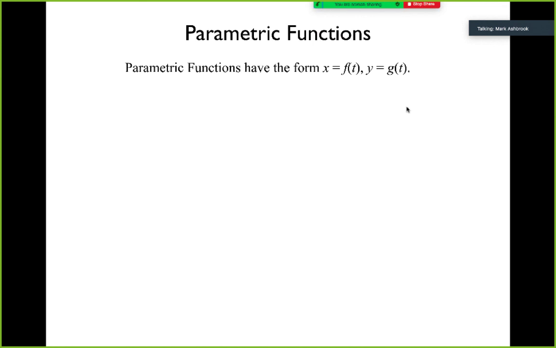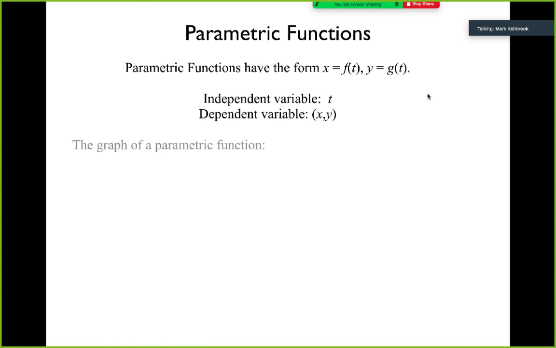For every value of t that you put in, you get a corresponding ordered pair of an x and y together, x and y that occur simultaneously for that value of t. All right, so we said independent variable t, dependent variables x and y.